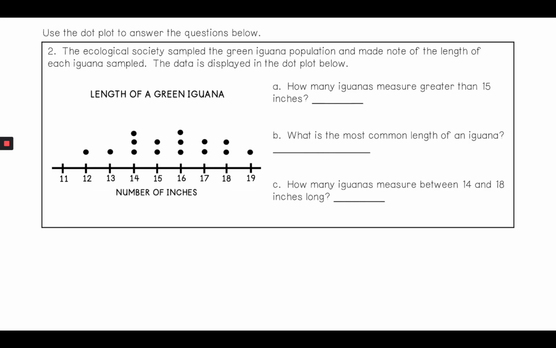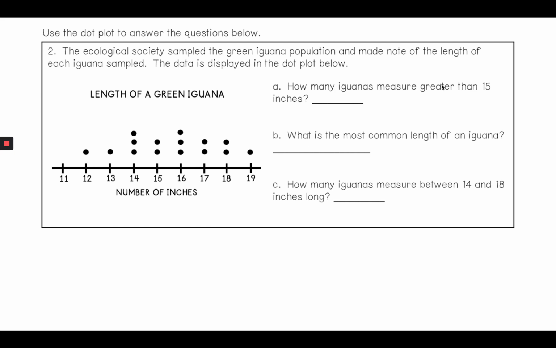Okay, so with that one, we use the dot plot to answer the questions below. So here we have this dot plot, and it says the Ecological Society sampled the green iguana population and made note of the length of each iguana sampled. The data is displayed in a dot plot below. So this data here, it's the length of the green iguana. So we have 11 to 19, and that's the number of inches. So 11 inches to 19 inches long.